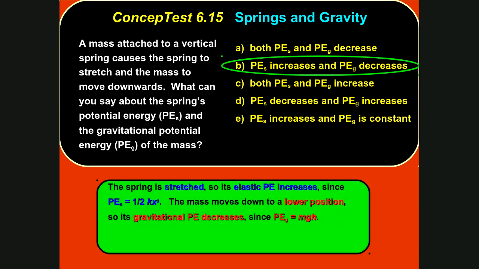the spring is stretched. When the spring is stretched, x is increasing, so it's getting squared. But when the spring is stretching, its height is falling, so the mass is moving down to a lower position. That means gravitational potential energy is decreasing, while the stretched spring PE, or due to the spring, is increasing. So that is the explanation for this one. Then you come to the next one.